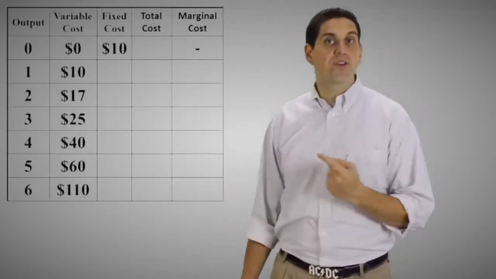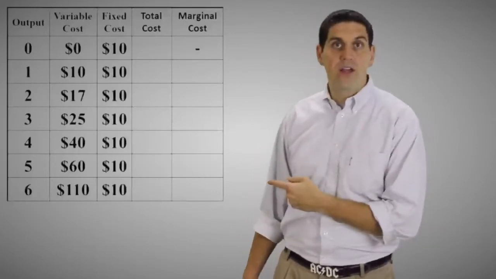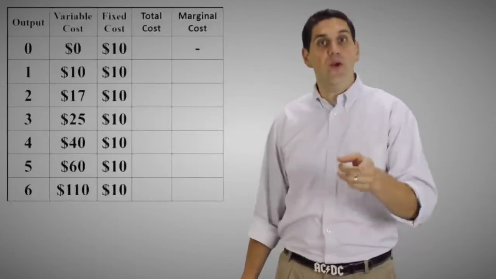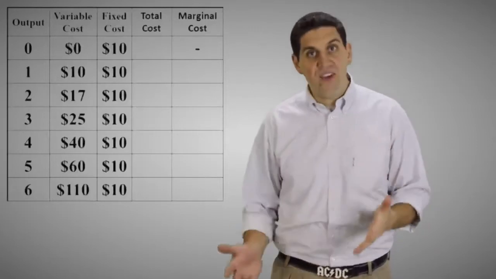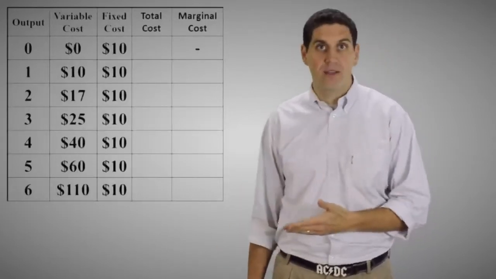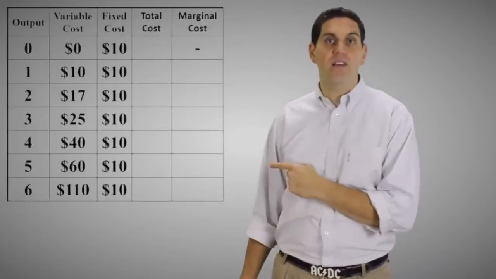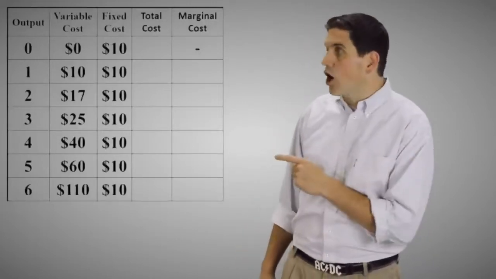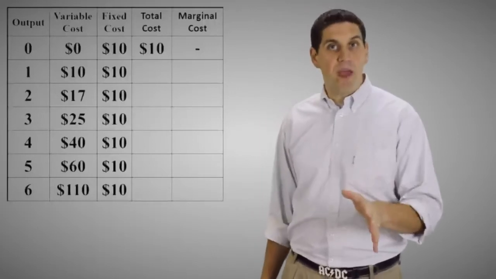What's the fixed cost of producing 1 unit? Well, it's $10. For 2 units, it's $10. For 3 units, it's $10. Why? Because it's fixed. It doesn't matter how many units produced. You still pay $10 fixed cost. Total cost is the variable plus the fixed cost. So when you produce nothing, you still have a total cost of $10. Remember, that's because you have to pay that fixed cost.